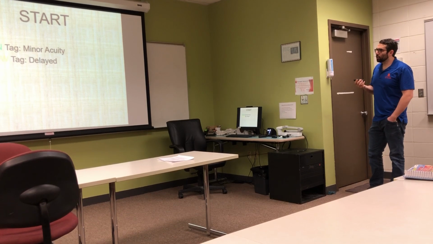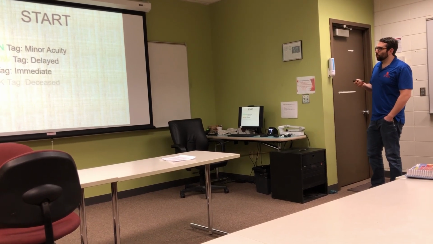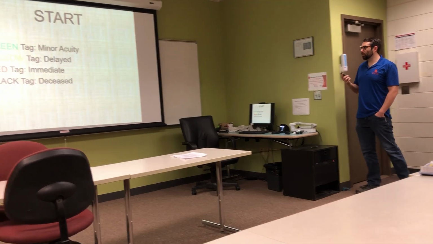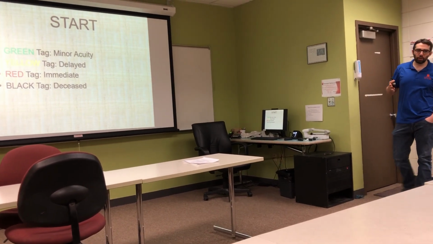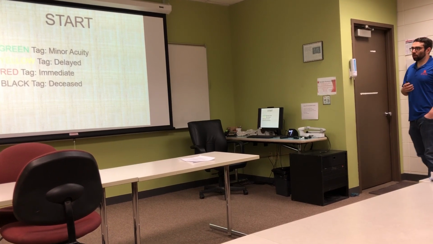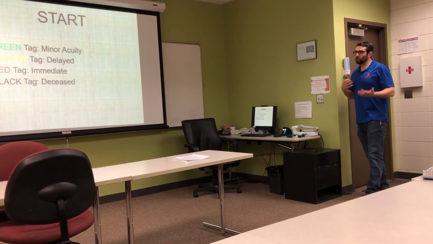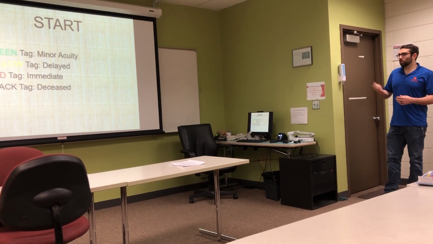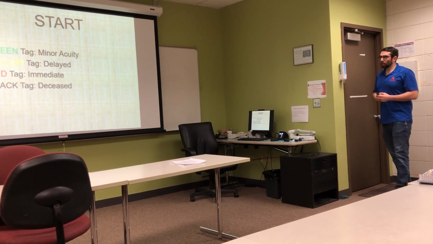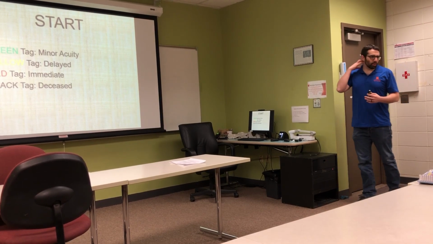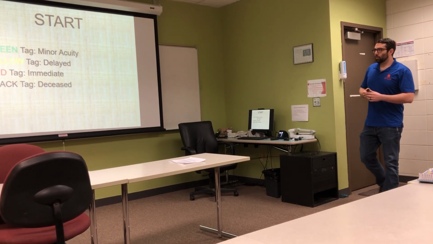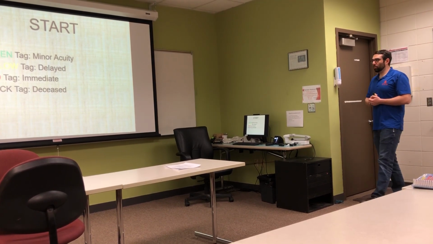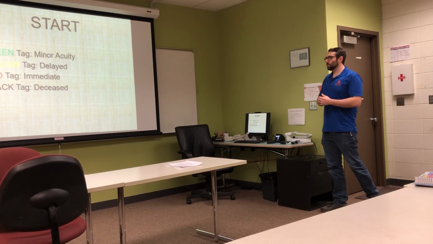So our different tag systems are gonna be green, yellow, red, and black. Our green tag is gonna be very minor, usually walking wounded. Those are the people that are gonna be walking around. They may have some sort of injuries, but as long as they're walking around and they're alert and oriented, they're gonna be green tag. Our yellow is gonna be a delayed, which means they do need medical attention, but it can be delayed a little bit. Red tag is gonna be immediate. They need to be treated and transported immediately. And our black tags are gonna be deceased.